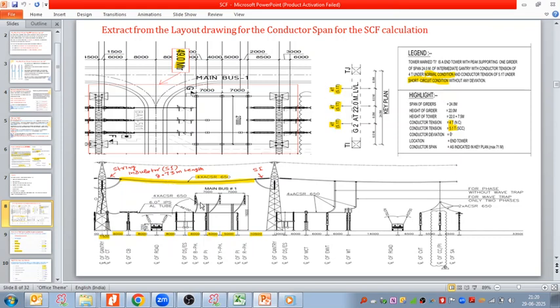Is it clear? This layout is clear? Yes, sir. Ritesh? Yes, sir. Okay. So now here the span length.